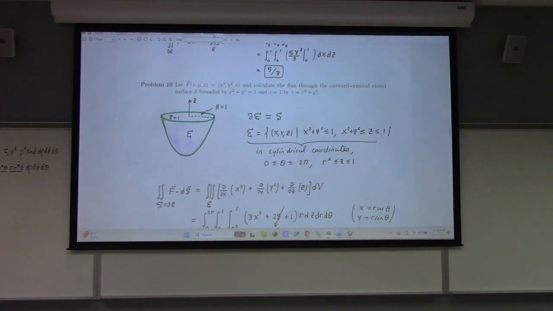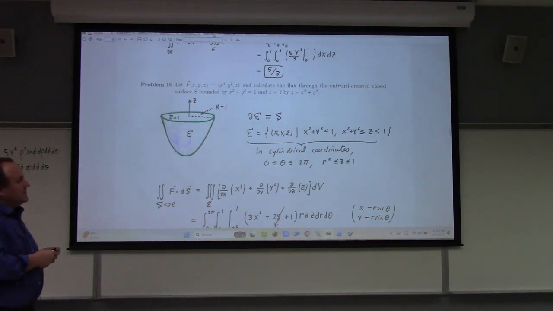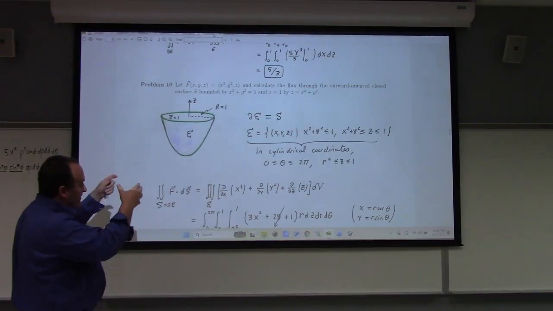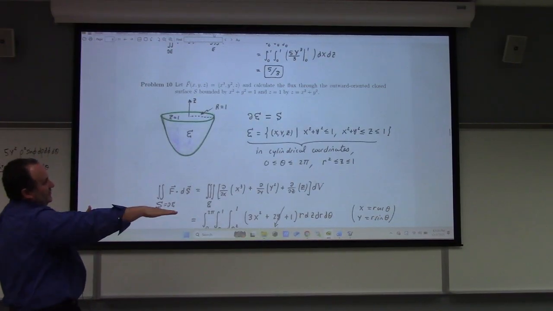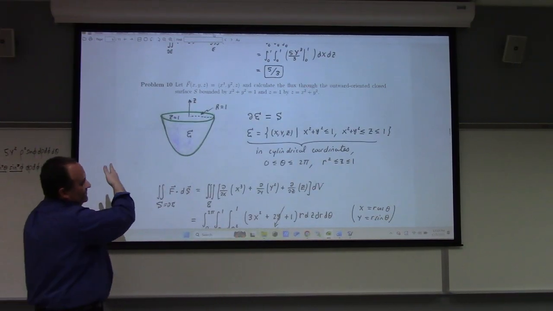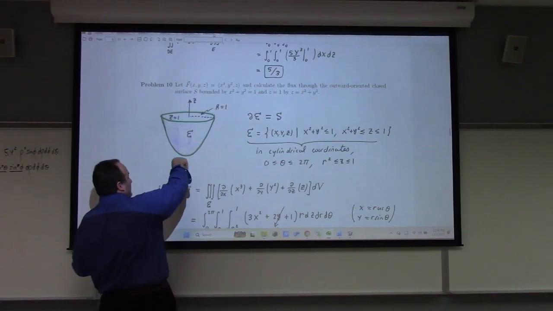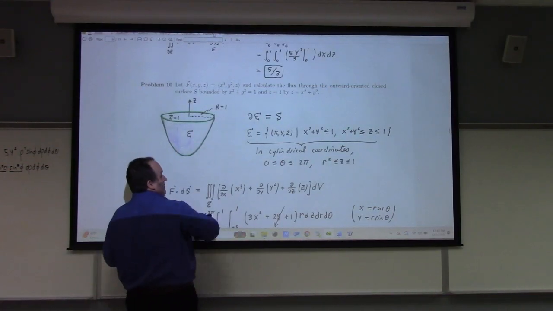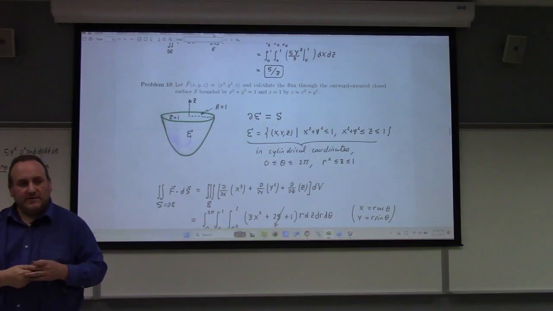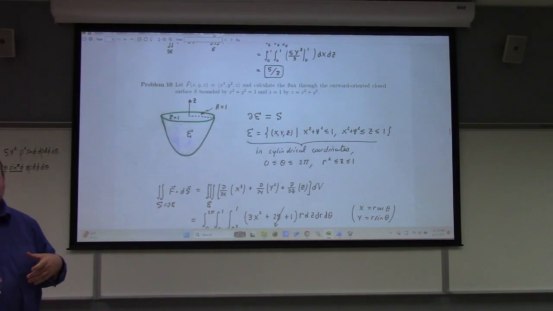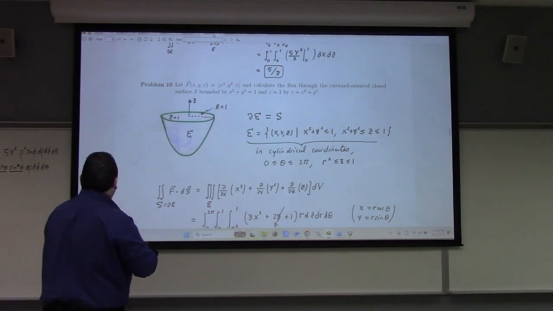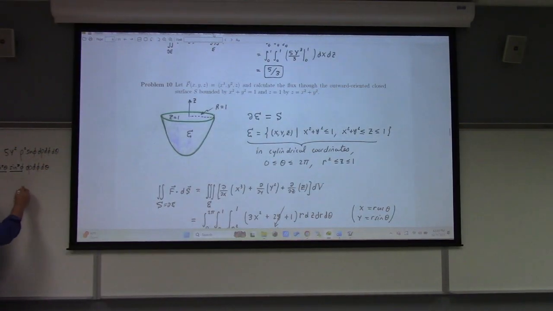This one here, we had an outward-oriented closed surface bounded by, so x squared plus y squared equal to 1 is a cylinder, and it gets cut at 1. It just so happens that the paraboloid z equals x squared plus y squared meets at that same join, right? If we had z equals 1 replaced with z equals 2, the picture would be like it is, except it would have an upper part, right?